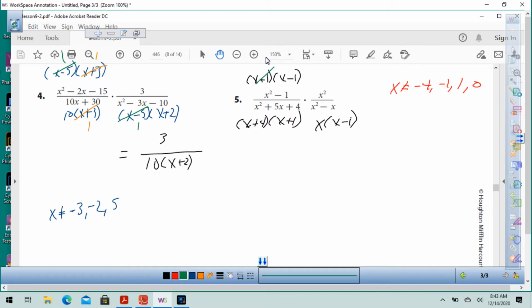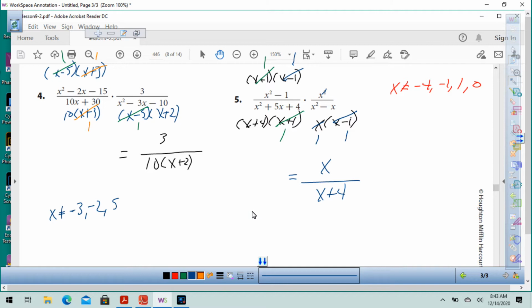Well, we've got an x plus 1 here and an x plus 1 there. Those cancel out. We have an x minus 1 here and an x minus 1 there. Excellent. We have an x here and then x squared there, so the x cancels out. And what do we got? 1 times x just leaves you with x. What do we got on the bottom? x plus 4 times 1 times 1 is just x plus 4.